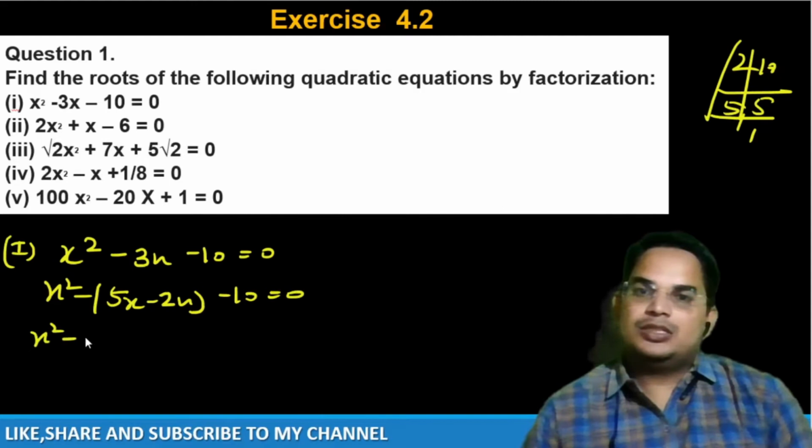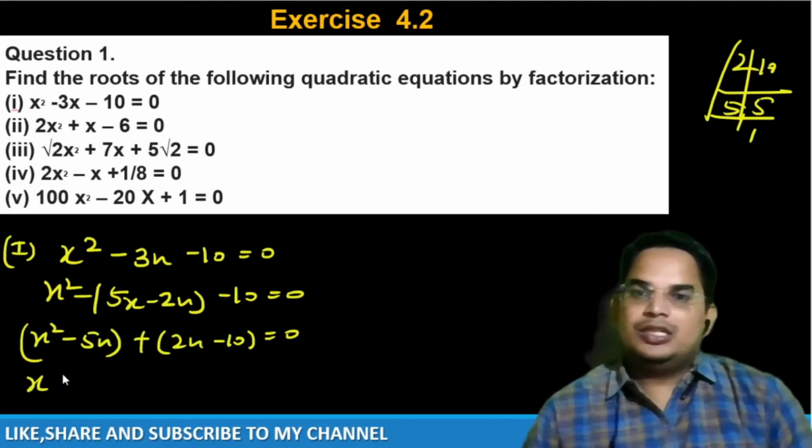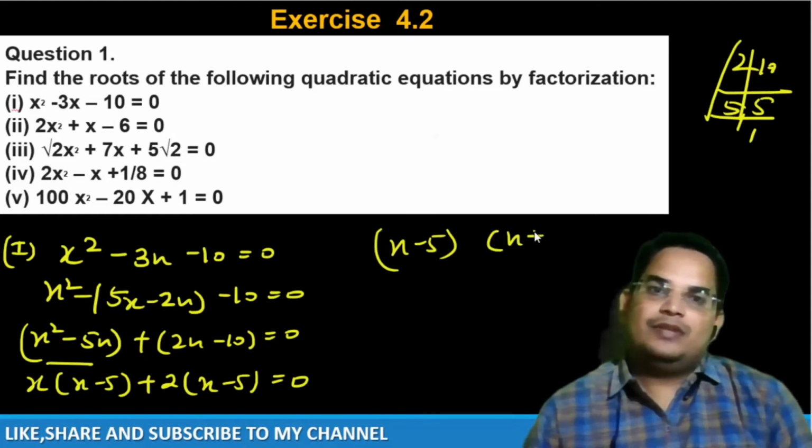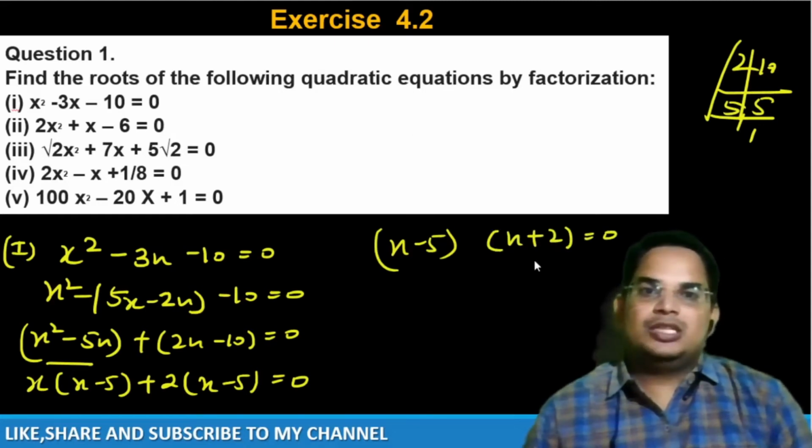After this you can say x square minus 5x, this one, and plus 2x minus 10 is equal to 0. After this you can take the common x from this bracket, it becomes x minus 5, and take the 2 common from this bracket, it becomes x minus 5 is equal to 0. Now you can take the common x minus 5 from both brackets, and now you are having x plus 2 is equal to 0. So these are the factors.